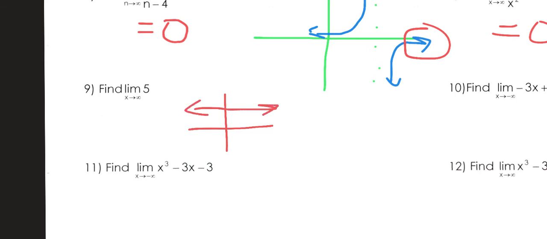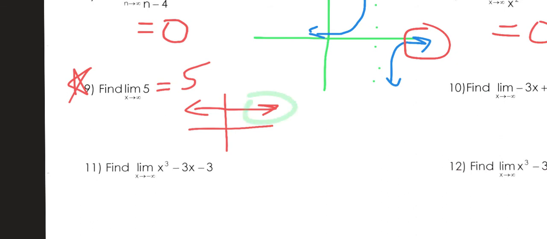This is a constant. Rule: the limit of a constant is the constant. Let's start number 9. You can jot that down. The limit of a constant is the constant. Because think about this, I'm asking as x approaches infinity.